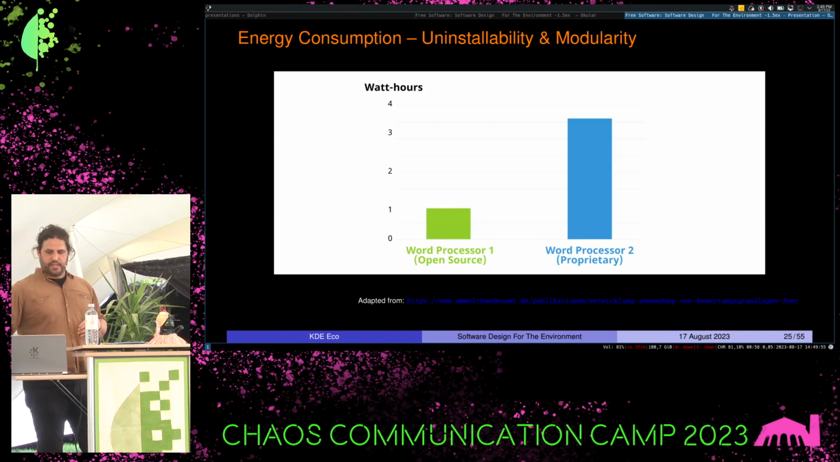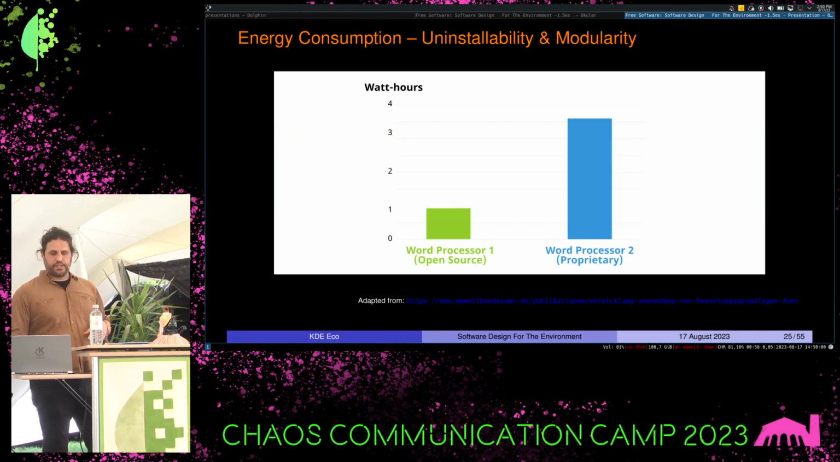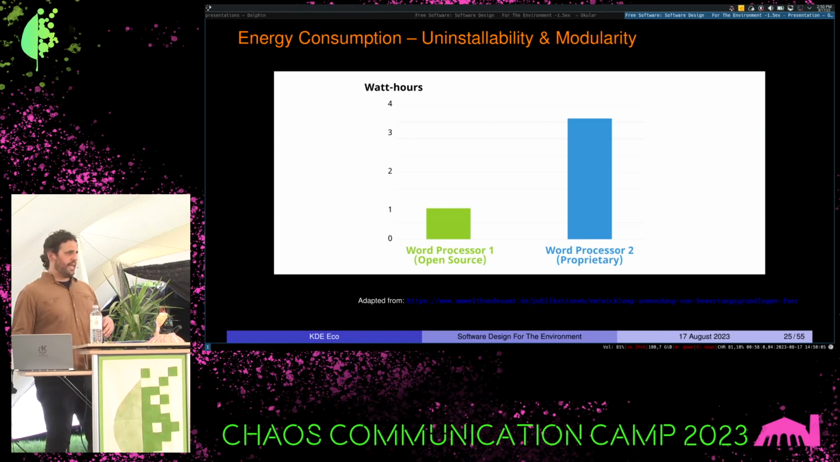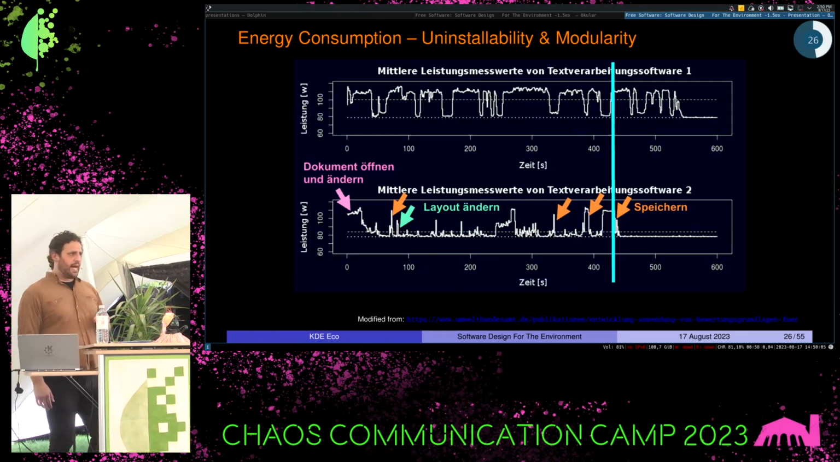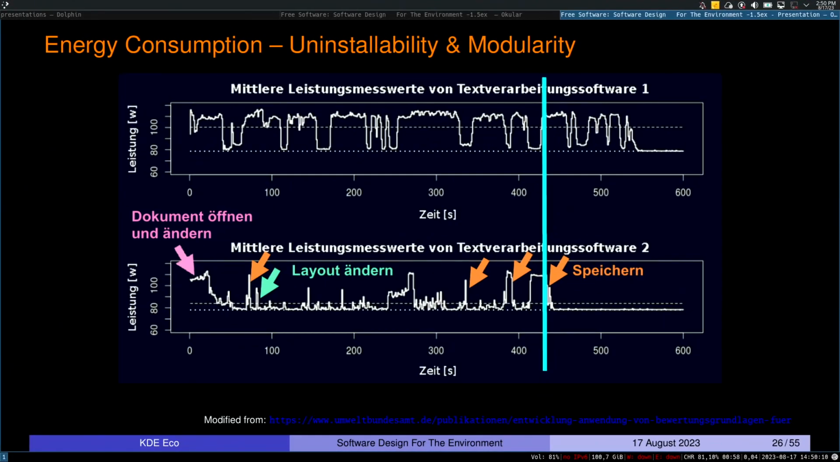Again, going back to this graph, comparing the two different word processors, if you want to take a deeper look at what the energy consumption looks like over time, here's a plot, again, from that same measurement, looking at the open source word processor, which is on the bottom plot, in comparison to the proprietary word processor, which is on the top plot. And what you can see here is they're doing the exact same thing, right? They have very different energy profiles. The x-axis is showing time while running different tasks, things like opening a document, changing the layout, and then saving the document. And I want to focus here on what happens after that blue line.